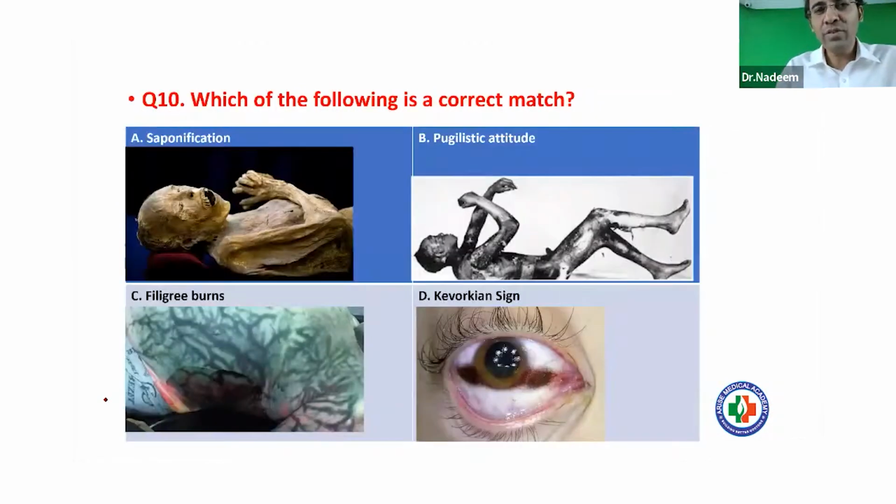Which of the following is a right match? See, your answer please. What is the A here? Tell me the name of A. A is mummification, right? And what about C? Do you think C is filigree burns? No. C is marbling.